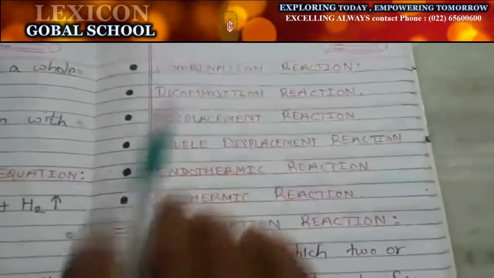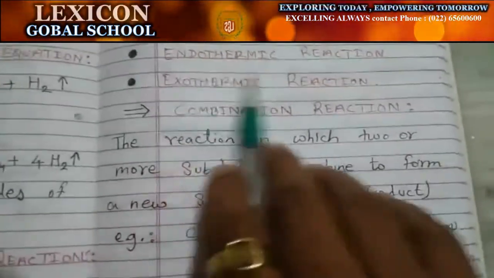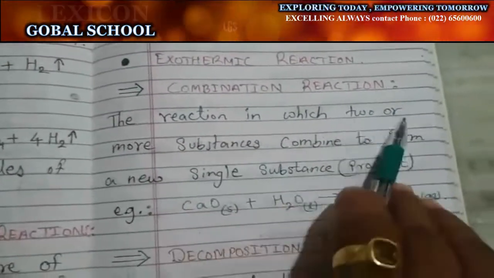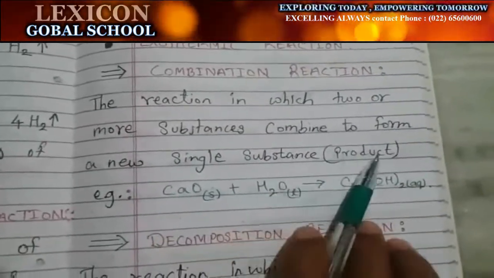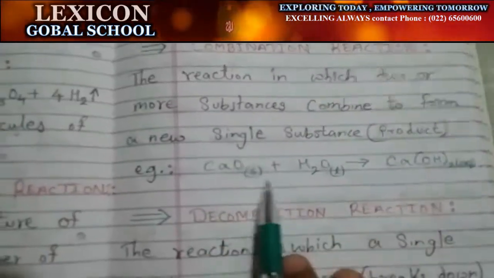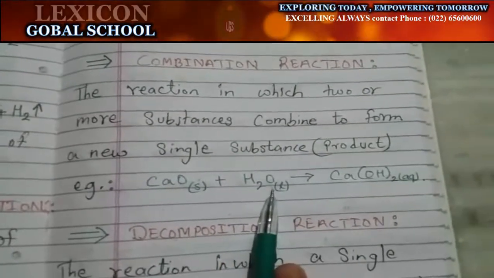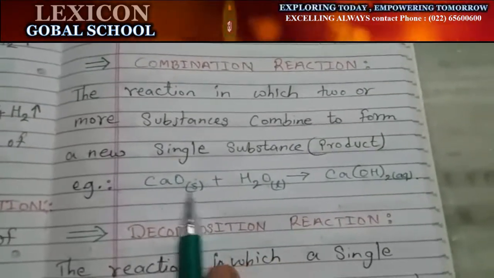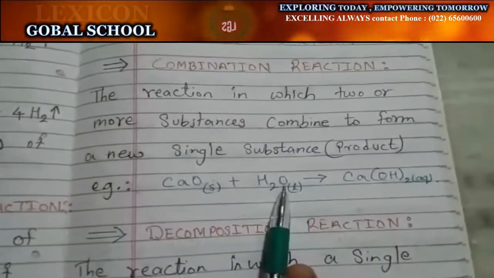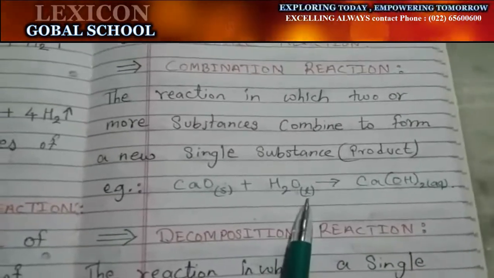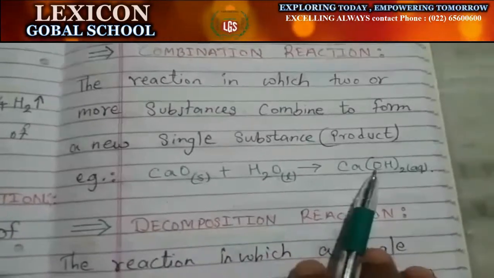So our first is the combination reaction. Now see here, what is a combination reaction? The reaction in which 2 or more substances combine to form a new single substance or product. Here you can see calcium oxide, CaO, plus water, H2O. Here S says that CaO is in solid state. S is for solid. Here H2O, you all know H2O is water, so it is in a liquid state, so L is in brackets.